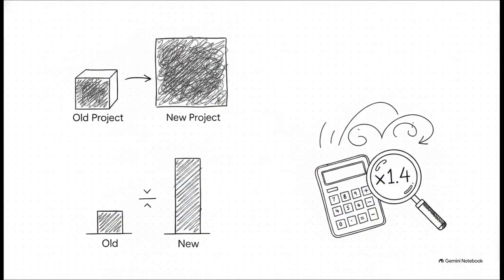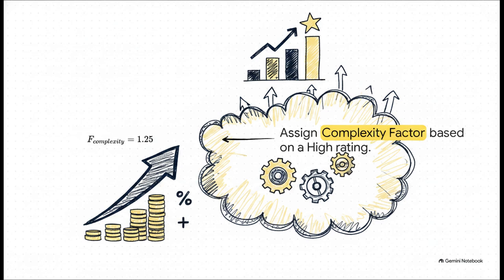Step 1. The logic for the size factor is beautifully simple. We just take the new project size and divide it by the old project size. That's 28,000 divided by 20,000, which gives us a size factor of 1.4. In other words, the new project is exactly 1.4 times larger than the old one. Make sense? All right, Step 1 is in the bag.